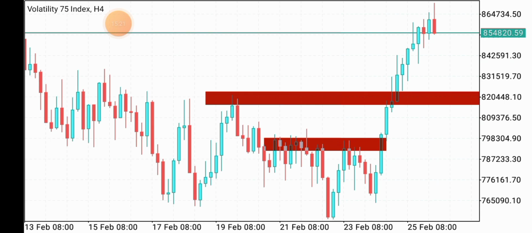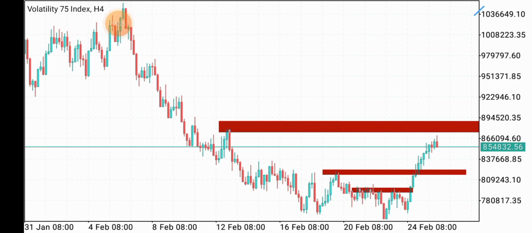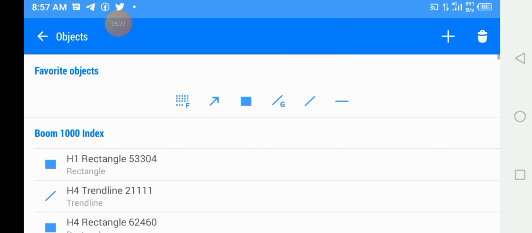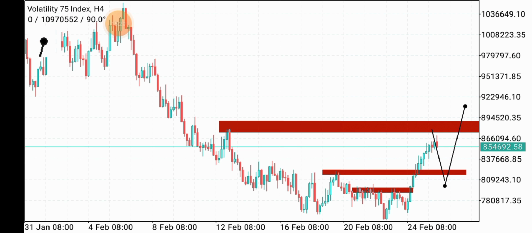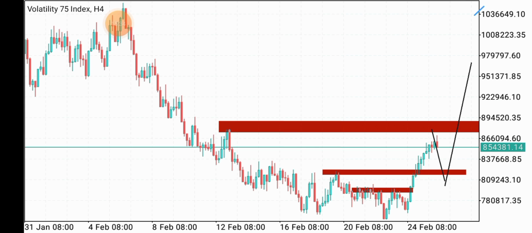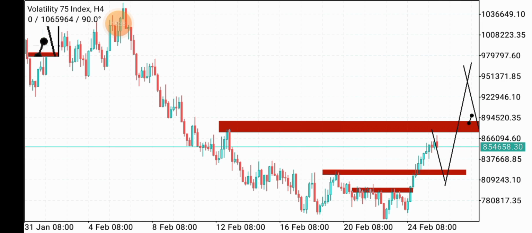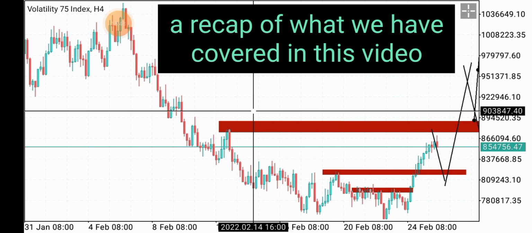But from here, price will likely be reversing back to one of the zones. When it reverses at one of the zones, we are going to be going long, because there's a possible shift in trend, and that's how price will start consolidating and then creating new higher lows and then higher highs. So that is it. Let's take a recap.